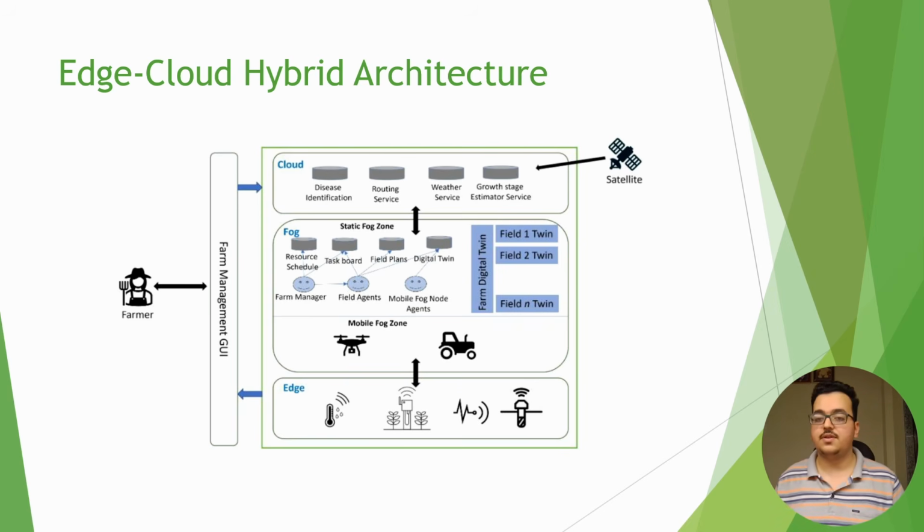It performs local processing. For example, if soil moisture drops below a threshold, the edge system can immediately activate irrigation. This reduces latency and does not depend entirely on internet connections. Then we have the cloud layer. The cloud performs heavy operations such as long-term storage, big data analysis, AI-based crop prediction, and weather data integration. Finally, the application layer displays results to the farmers through dashboards and mobile apps.